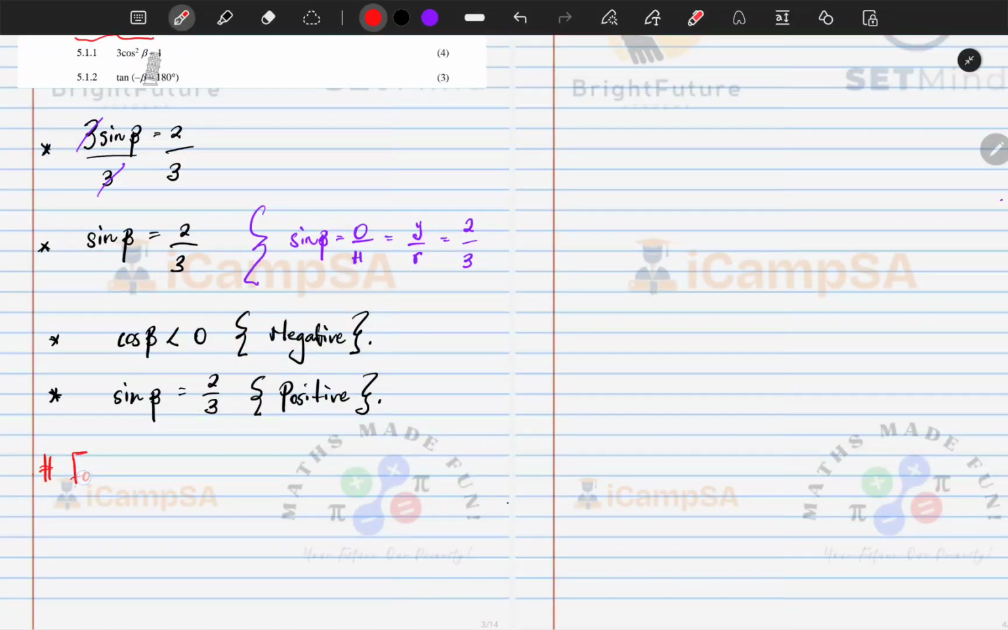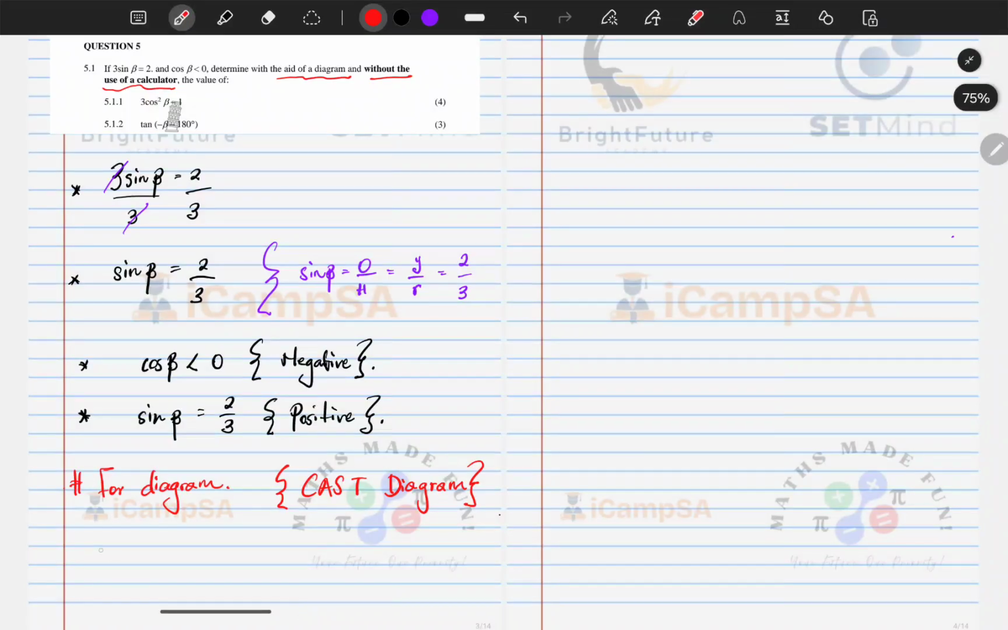So for the purposes of the diagram, I'm going to use a CAST diagram. In the CAST diagram, I'm going to be looking for a quadrant where your sine is greater than 0 and your cos is less than 0, negative. So that's what I'm going to be looking for.